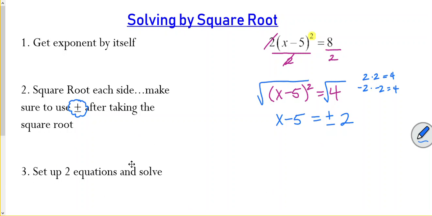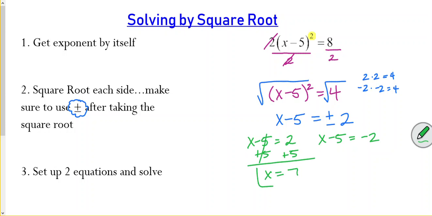Step 3 then says set up two equations and solve. So my two equations are going to be x minus 5 equals positive 2 and x minus 5 equals negative 2. And then we can solve. So we'll add the 5 and we get x to equal 7. And then we can add our 5 and we get x to equal 3.